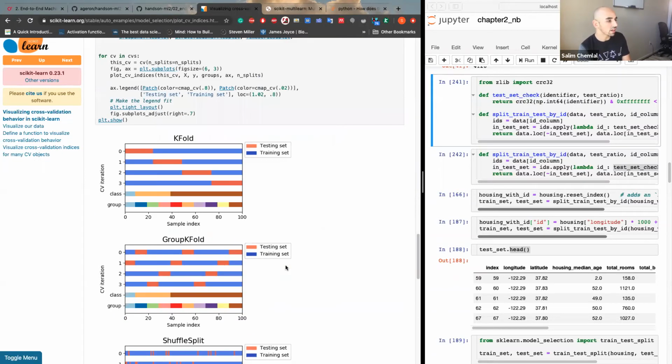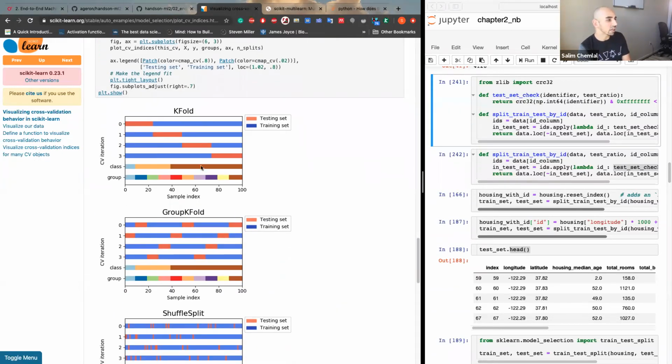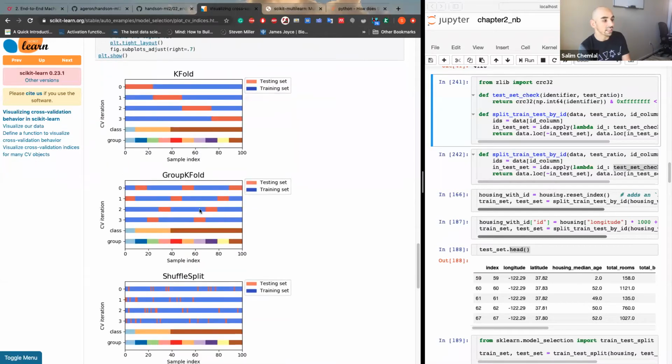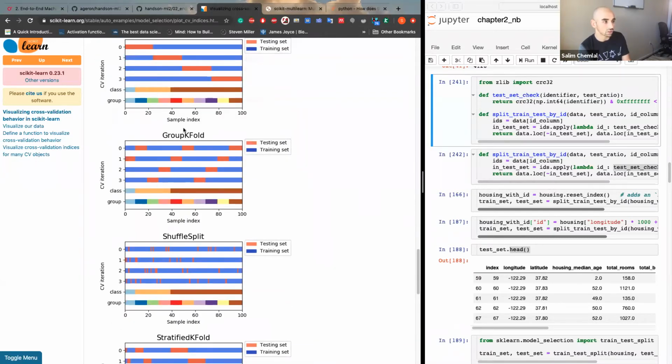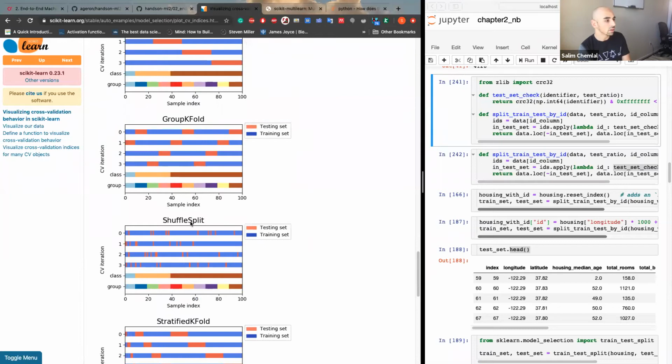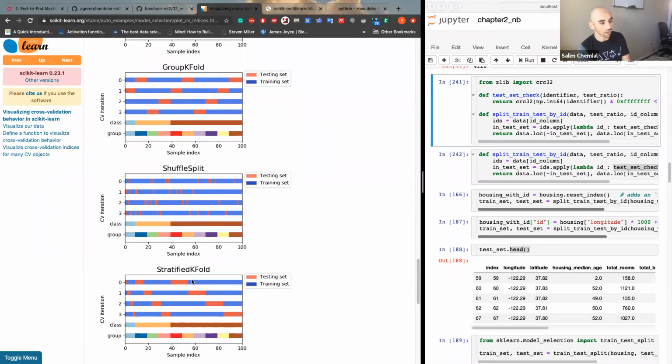And then they show even others. And it's nice how they go to the shuffle split. So this is what we just saw. And then they go to the shuffle split and the stratified k-fold. So this is something I'm going to share on the chat. I believe this can be very helpful.